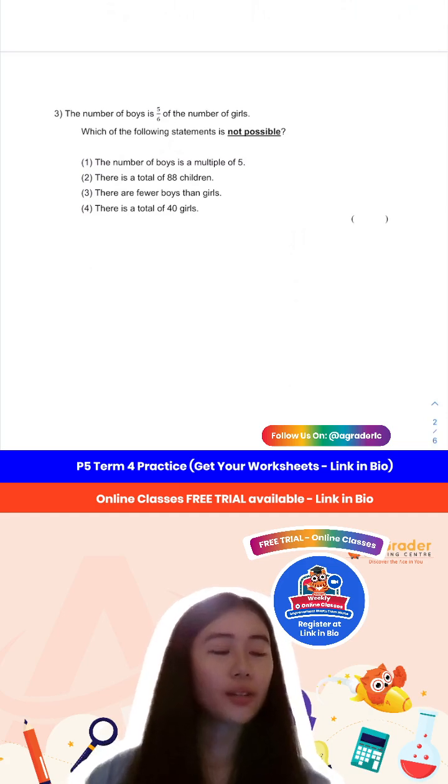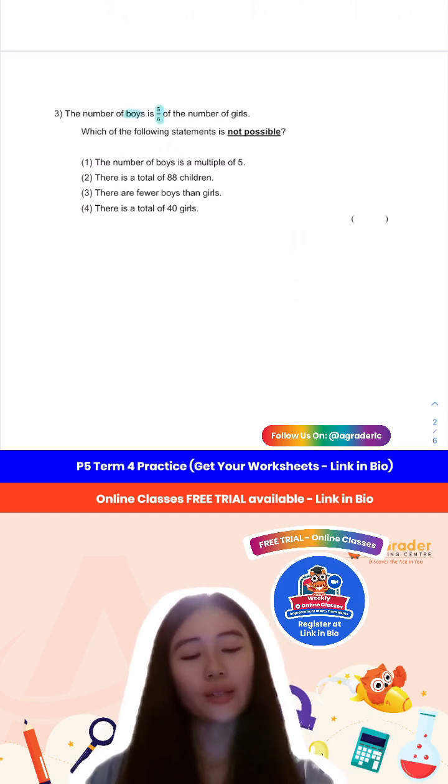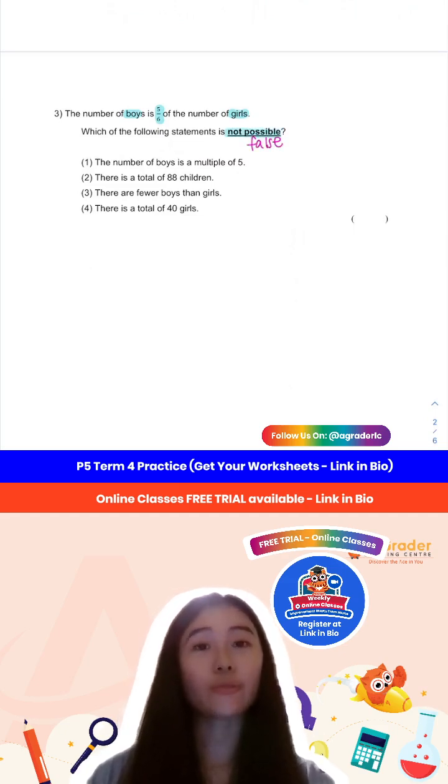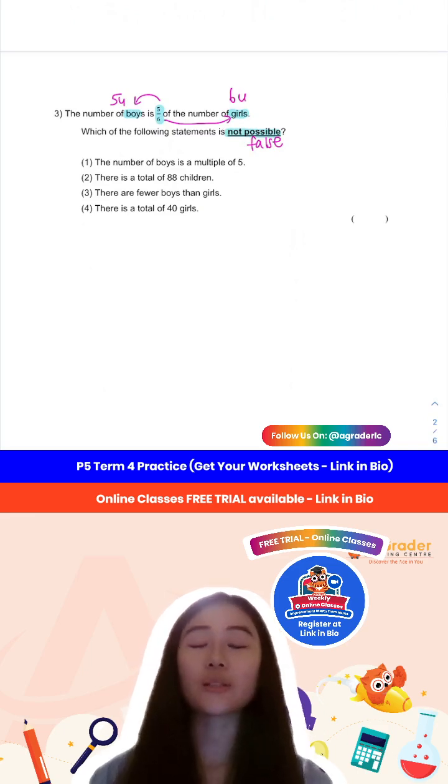Alright, so let's take a look at this. The number of boys is 5 over 6 of the number of girls. Which of the following statements is not possible? Or which statement is false? So you can draw arrows to allocate the units. For 5, you point it at the boys, so boys would be 5 units. Then for 6, you point it at the girls. Girls would be 6 units.